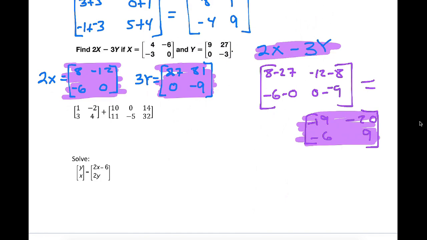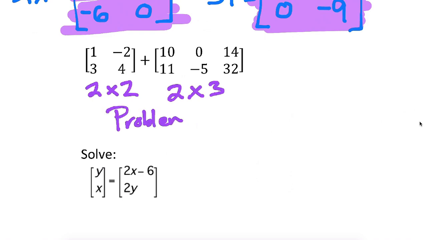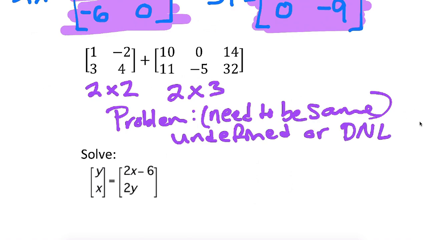Well, let's look at the next one. Let's say we wanted to add these two together. Instantly you should go, wait a minute, there's a problem here because this is a 2 by 2 matrix and this one's a 2 by 3 matrix. That's a problem. They need to be the same. So you can't do it, so we call this undefined, or does not exist. DNE stands for does not exist. Okay, hopefully that makes sense.